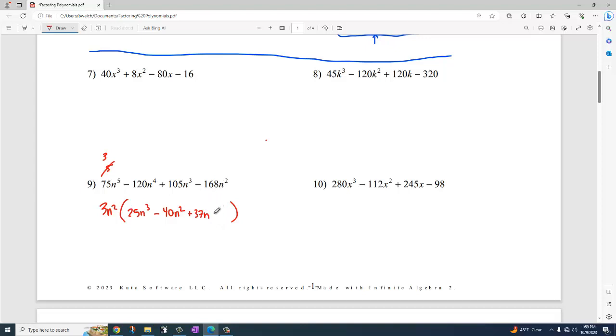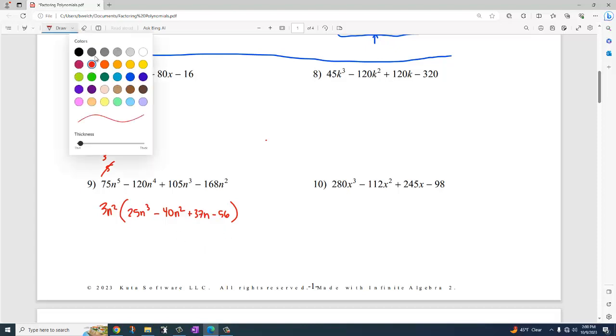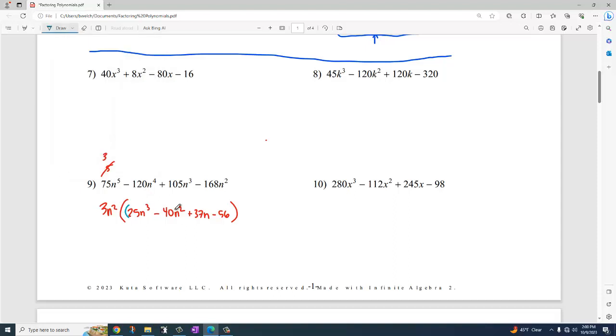And then the 168 divided by 3 is 56, so minus 56. And because I took n squared out, there'd be no n's there. Now, I still get to go back and insert parentheses around the first 2 objects and parentheses around the second 2 objects. So 7 through 12 are going to require some sort of factor out before you start.